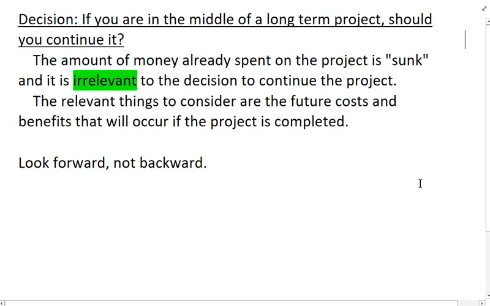Look forward, not backward. A long time ago, when I was in undergrad, I had a job at Digital Equipment Corporation. In the summer, I was working in the computer tape library doing something or other, and they had just installed a new phone system in the building. The building probably had about 800 or 900 people, something like that.